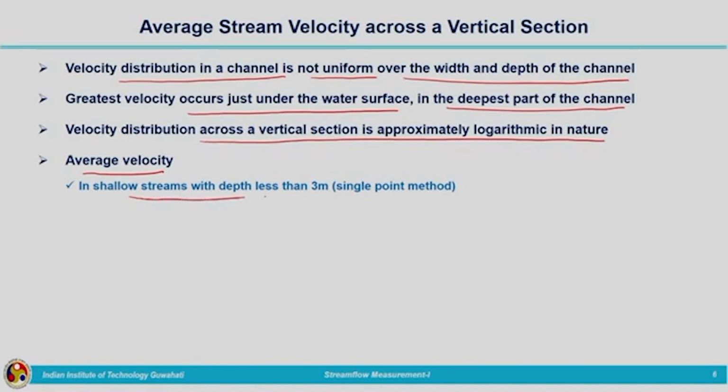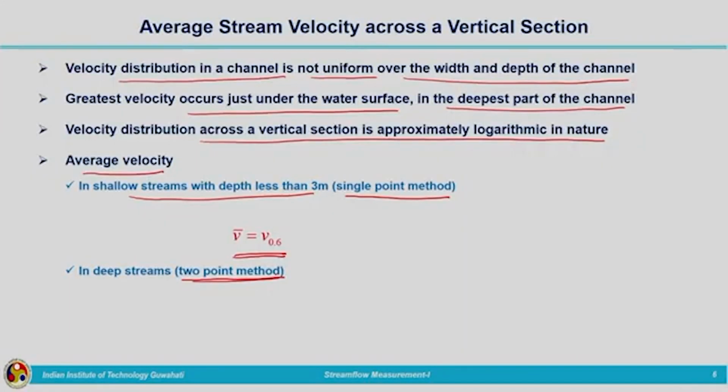There are different ways to get the average velocity. Commonly, we will be using 1-point method and 2-point methods. In shallow streams with depth less than 3 meters, we will be using the single point method. What is meant by the single point method? In this, we are measuring the velocity at a depth of 0.6 times the depth of the stream. We know the water depth will be measured. Based on that, we will be determining the position where the depth is 0.6 times the depth of the channel.